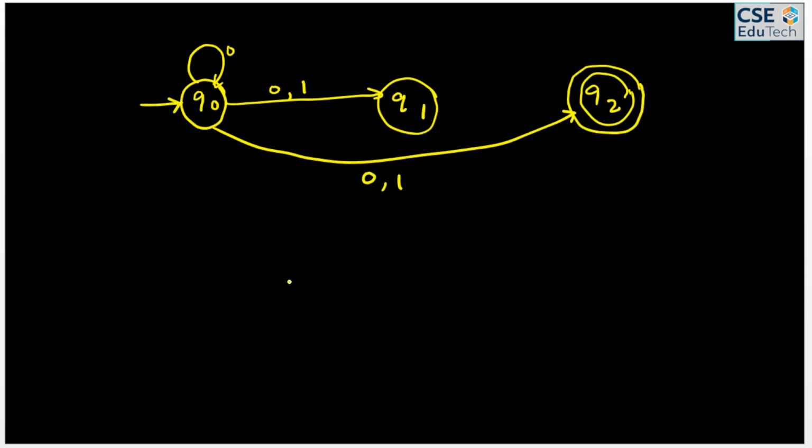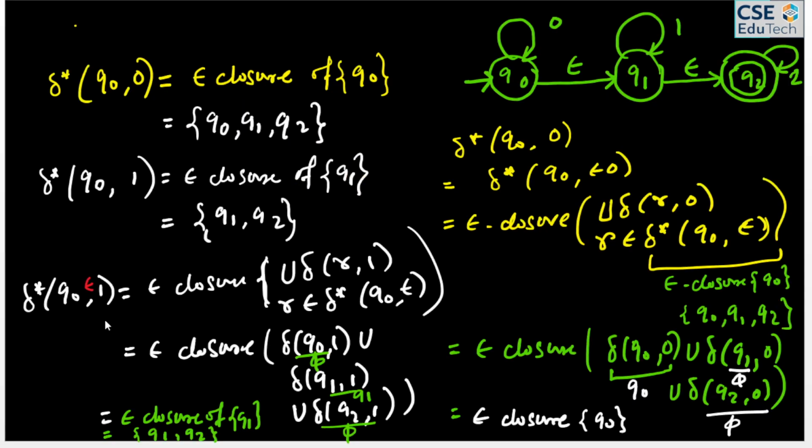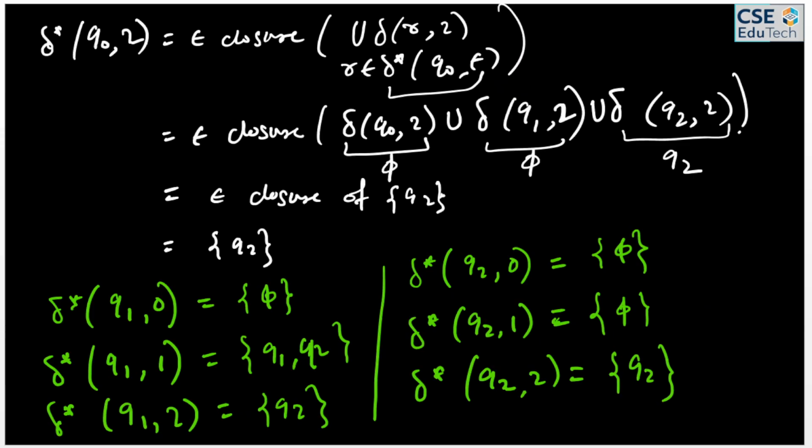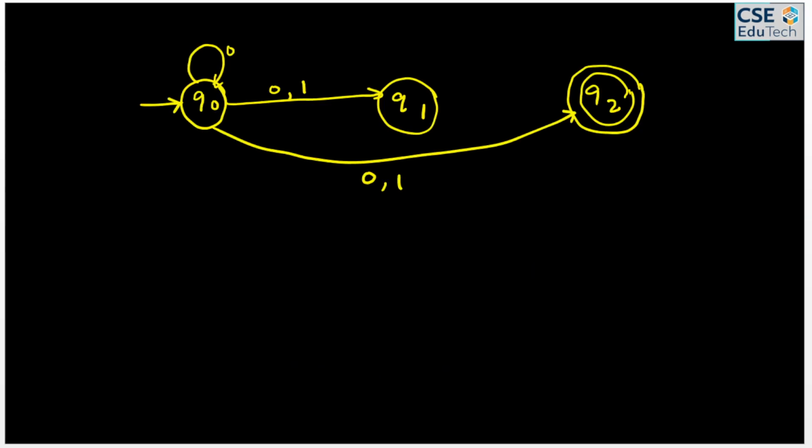Now last, from Q0, by taking 2, we can move only to Q2. So we can write here that by taking 2, we can move to Q2. So we have done step 1. Now step 2.